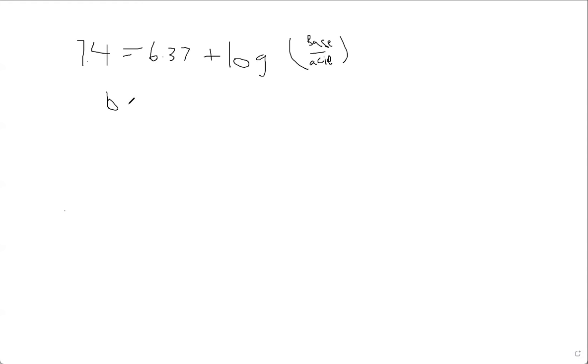We know that base plus acid is equal to 0.025. Once you know the ratio and you know what the total concentration is, you can solve for the concentrations.